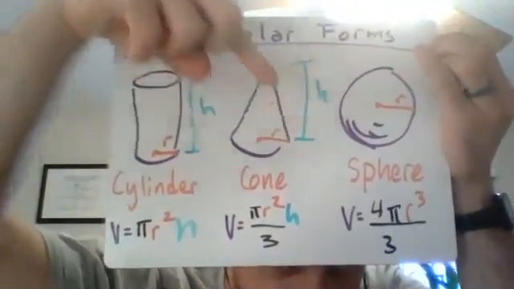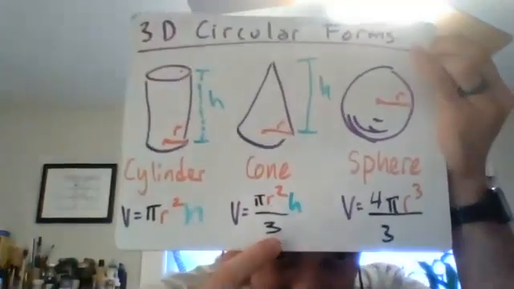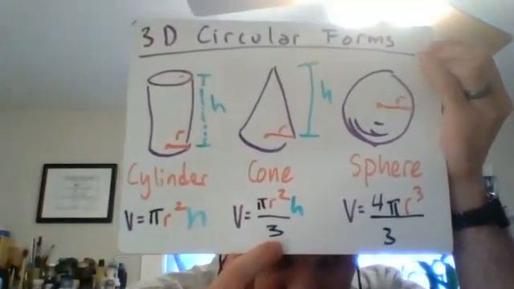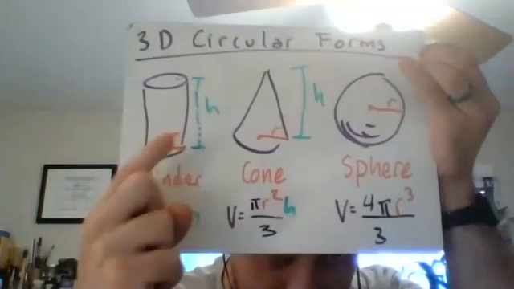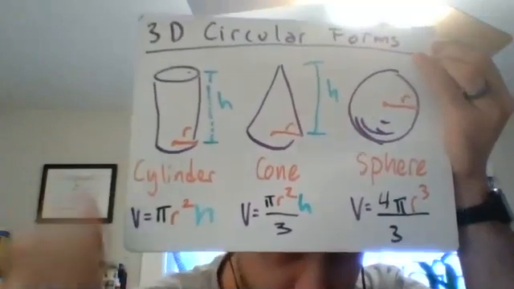It is not this slant height. So it has to be straight up and down. And we just divide that by 3. So in other words, the cone with the same base and circle has 1/3 the volume of a cylinder.